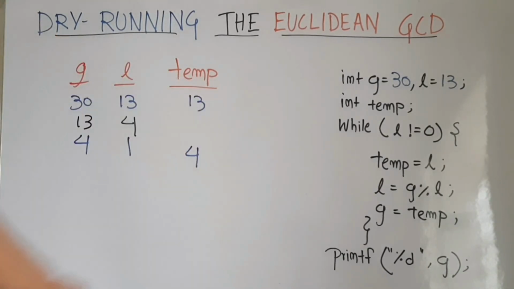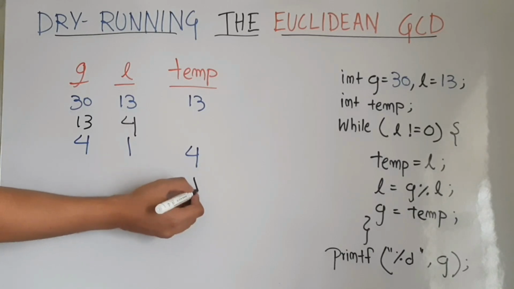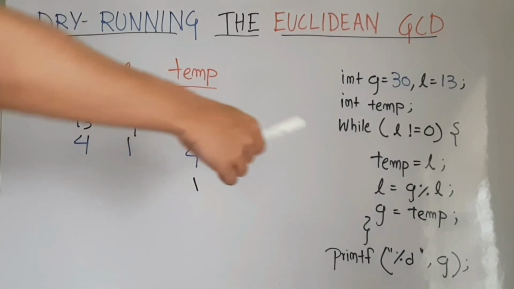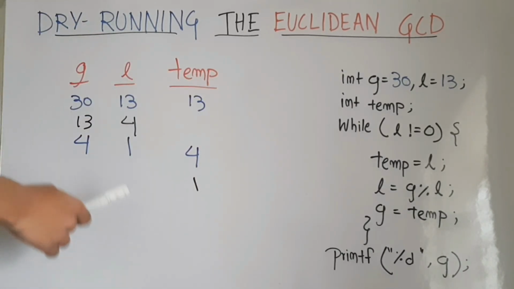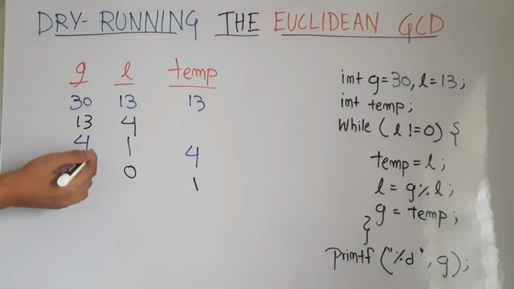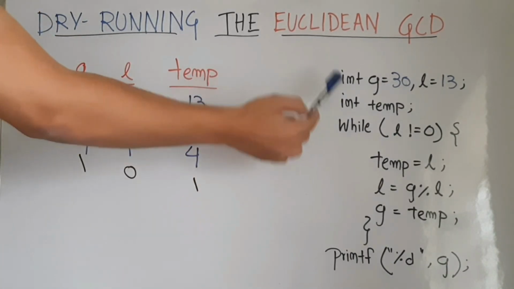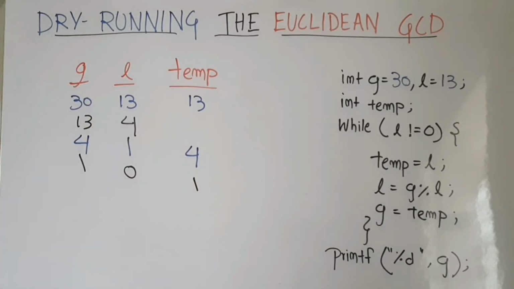We re-enter the loop. L is equal to 1. Temp equal to L. Therefore, the value of temp is now 1. L is equal to G modulo L. That means remainder after 4 is divided by 1. Any number divided by 1 gives the remainder as 0. Finally, G is equal to temp. The value of temp is 1, so the value of G will also be 1. Now as we re-enter the loop, the value of L is 0. This condition is false. We skip the loop and print G. The value in G is 1, so the GCD will be 1.